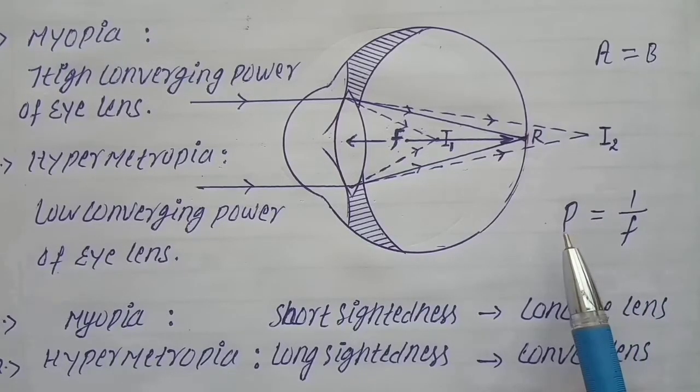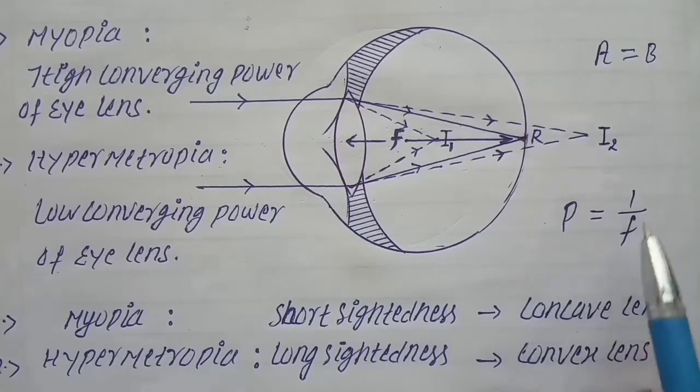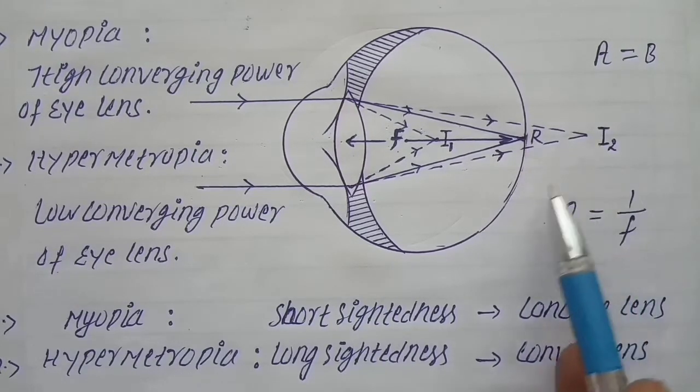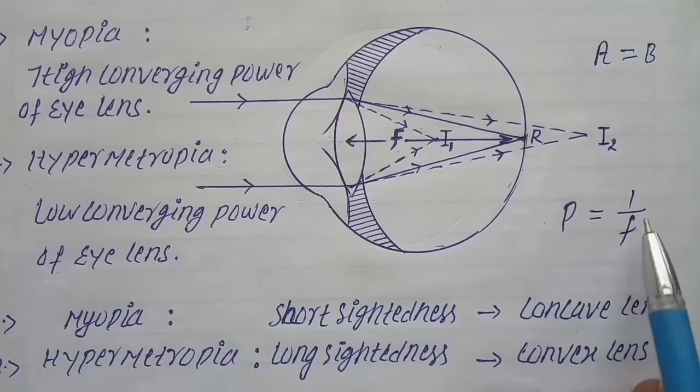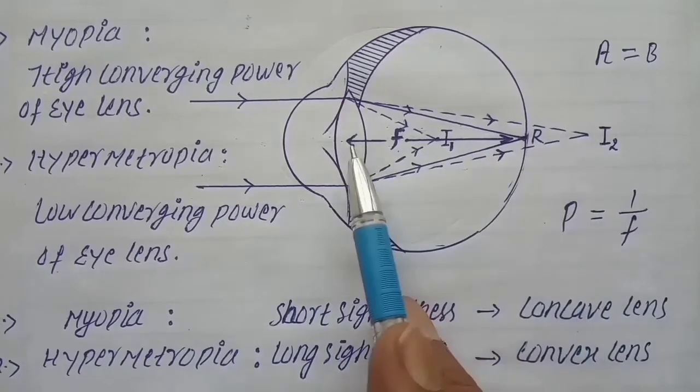This is the formula of power. Power equal to 1 upon focal length, or P equal to 1 upon F. So it is a very important formula for us. Here we can recognize the defect on the basis of power and focal length of the eye lens.